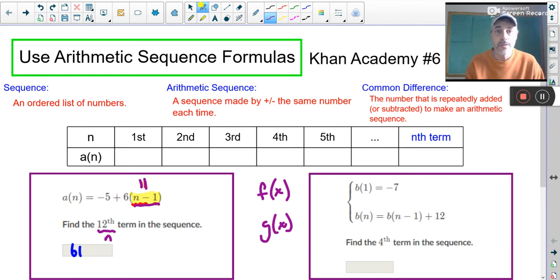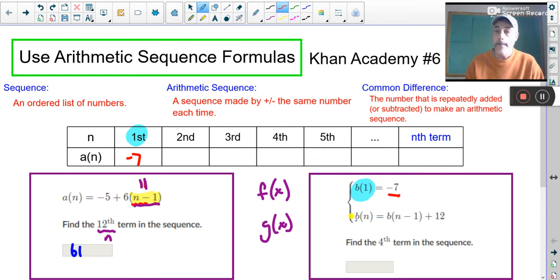So I'm going to first of all translate this up into this table here. B of 1 simply means the first term. And they're telling us that the first term of the sequence is -7. So I'm just writing -7 here. Okay, I'm going to use this table to solve this problem.